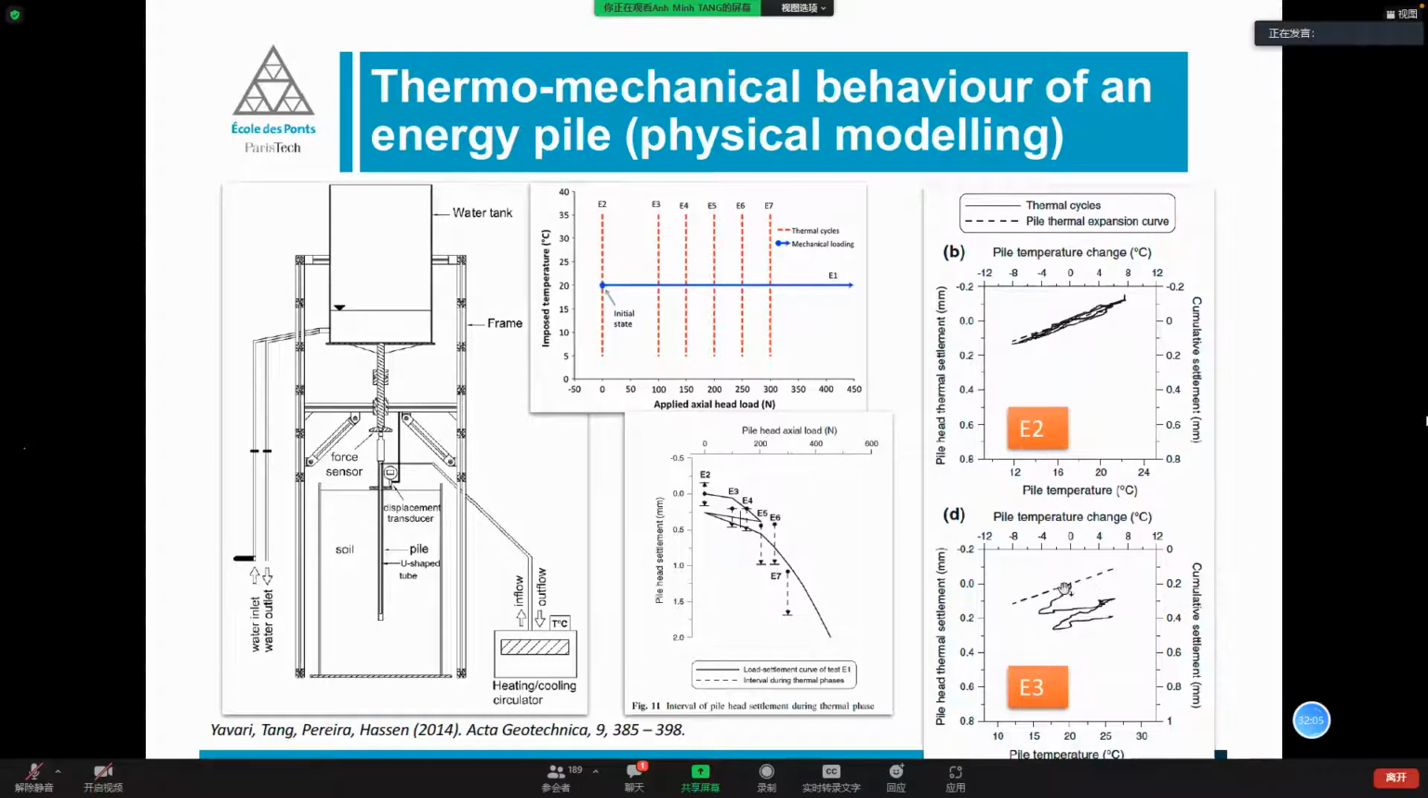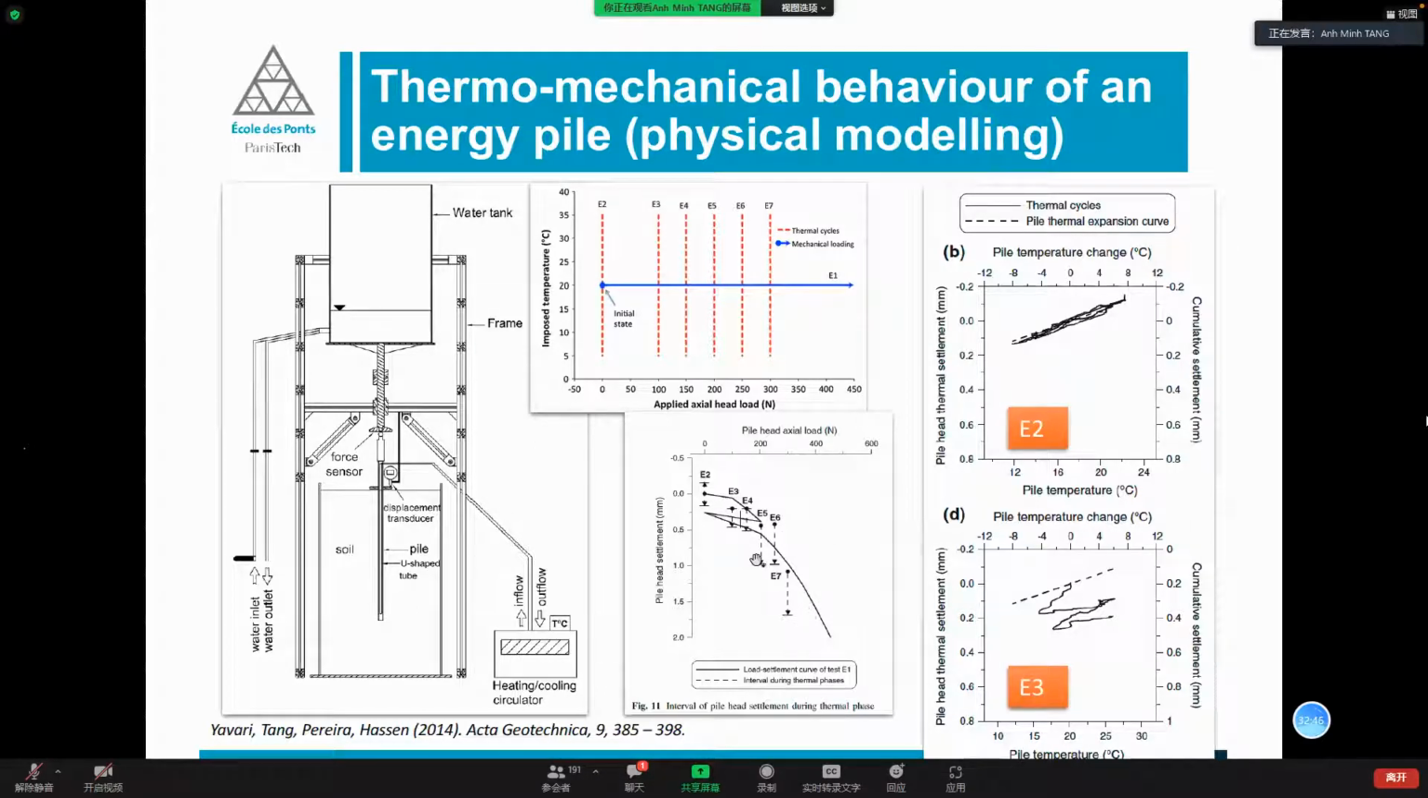So if this is two cycles here, the cumulative pile head settlement is irreversible. That means when you apply load on the top of the pile and then you apply thermal cycles, you can induce a progressive thermal settlement of the pile head. We explain this by the fact that when you impose a thermal cycle in the pile, you have thermal dilation and contraction, like a cyclic behavior of the pile inside the soil mass, and then the pile can move down because of the load on the top here.